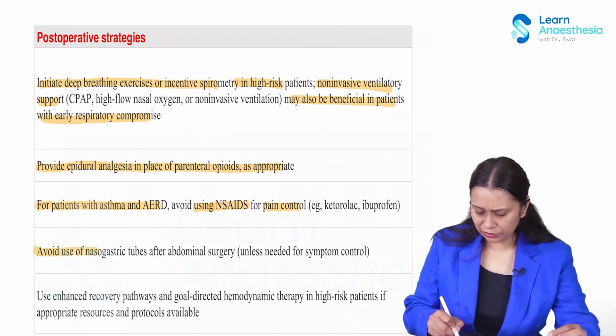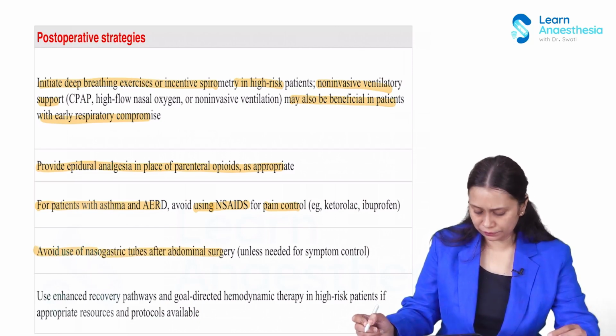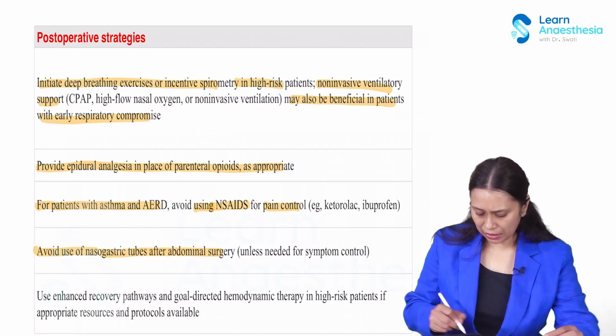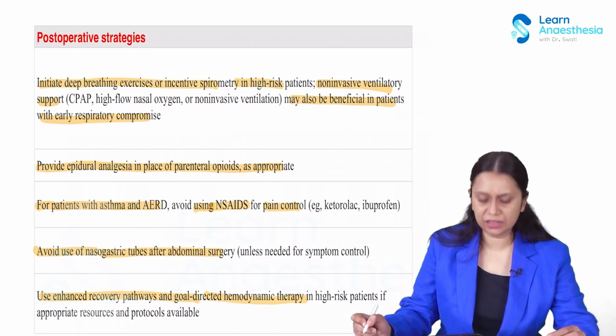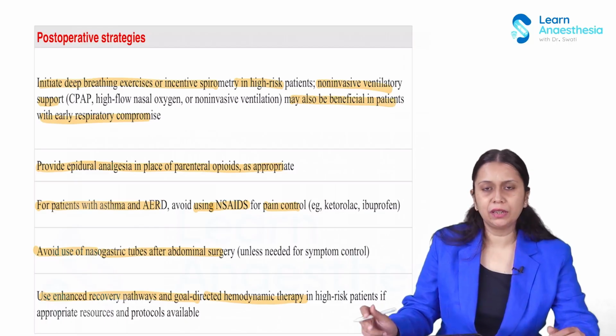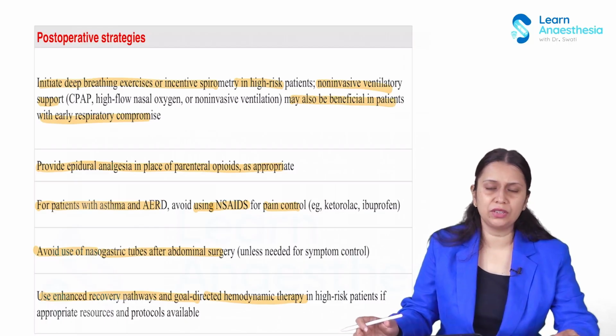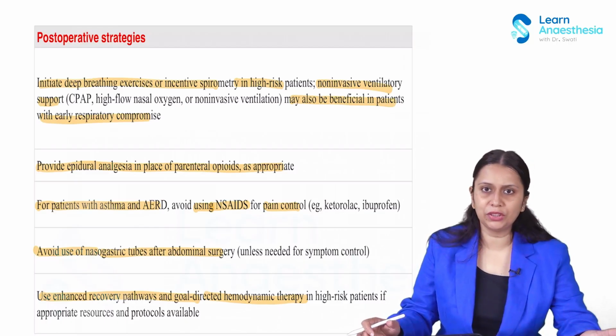Avoid using a nasogastric tube after abdominal surgery. Use it only when it is needed, and use enhanced recovery pathway and goal-directed fluid therapy in high-risk patients if appropriate, right? So these are all post-op strategies to prevent pulmonary complications.